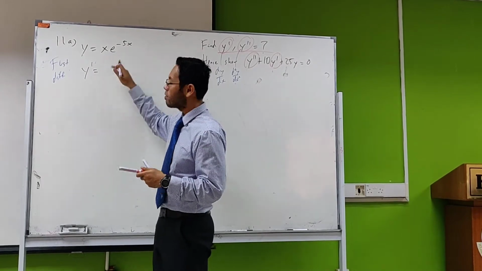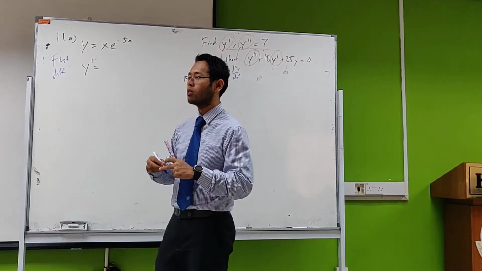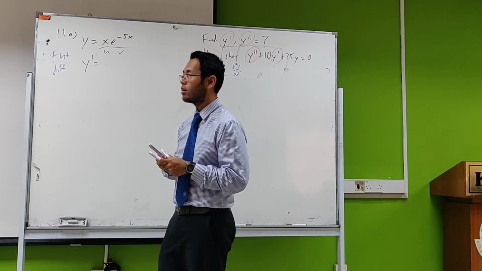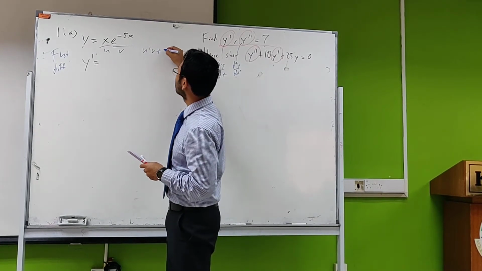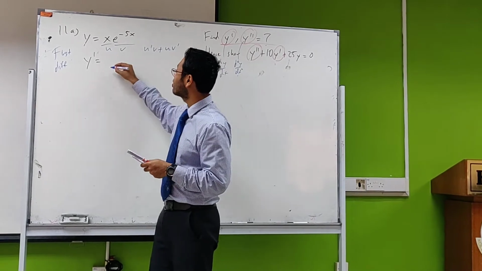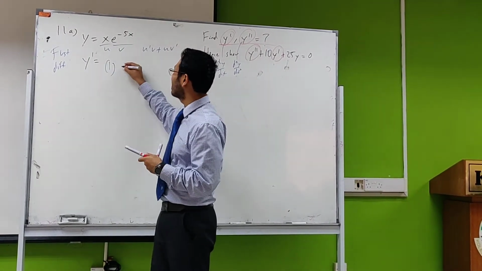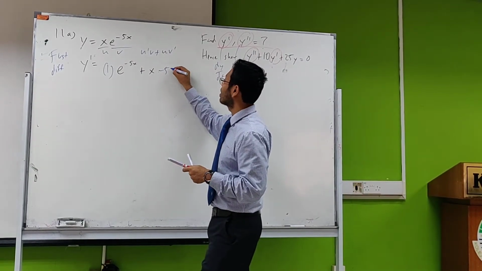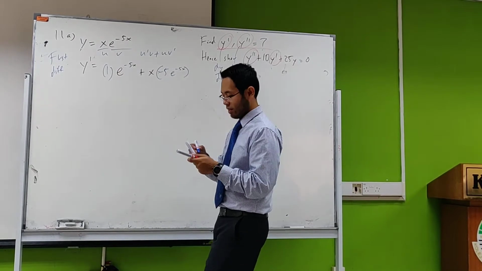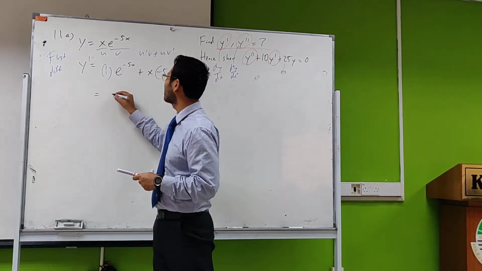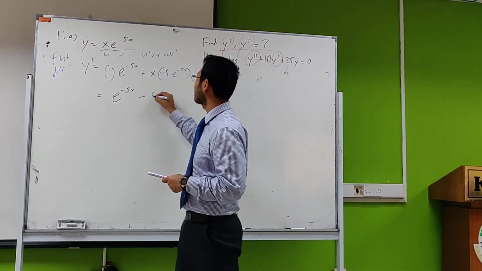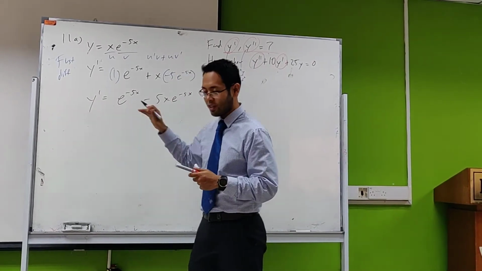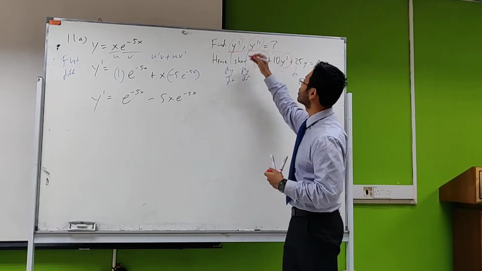How do I differentiate x e to the negative 5x? Product rule, uv. Okay? Use your own product rule. I mean, there are multiple ways to write down the product rule. That's the one that I like to use. And then just rearrange them. We are done for the first derivative. We got this one.